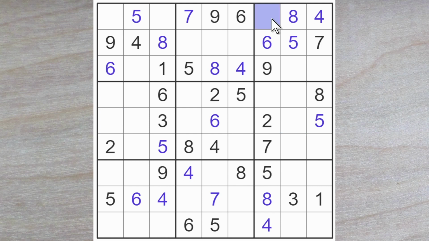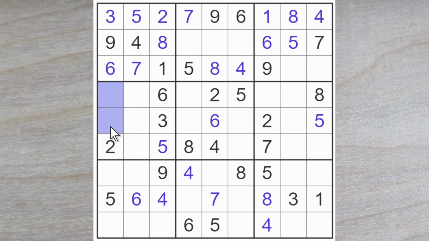But I know that this must be a 1 because one of these is a 1. This one blocks over, so here's a 1. And therefore these must be a 2 and a 3. A 3 blocks up, so here's a 2 and here's a 3. This square can only be a 7. So we got a 4 and a 7 here.